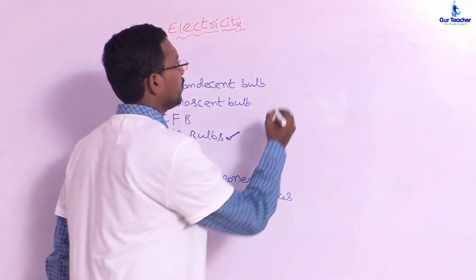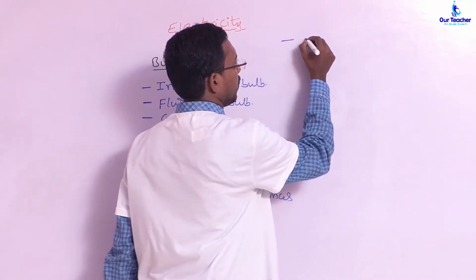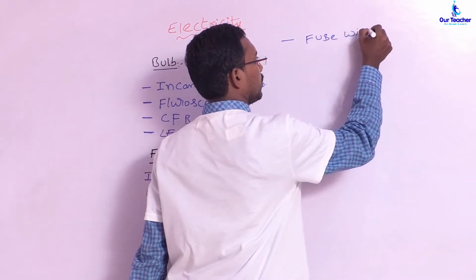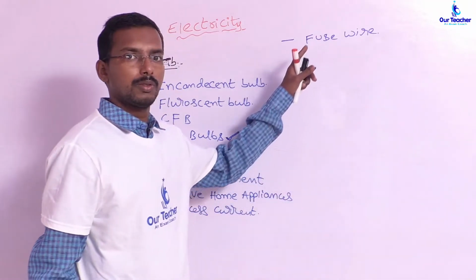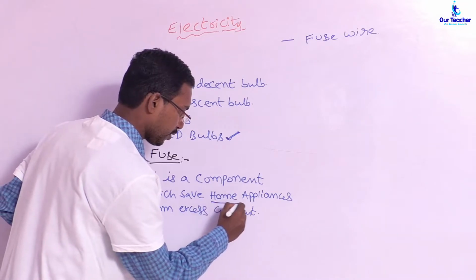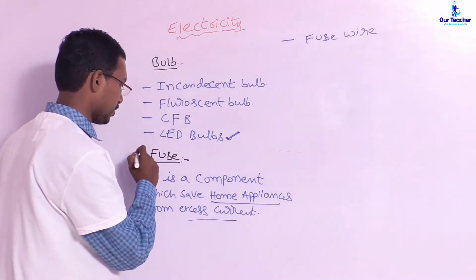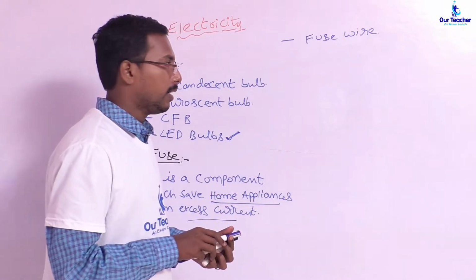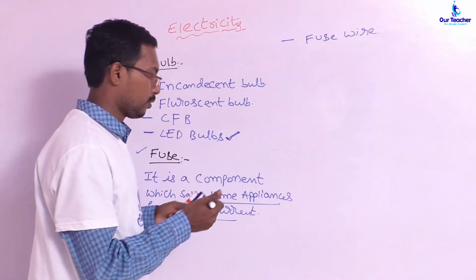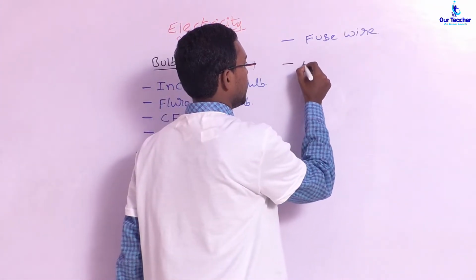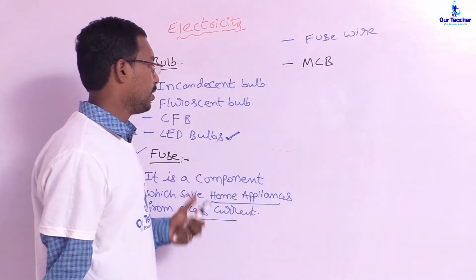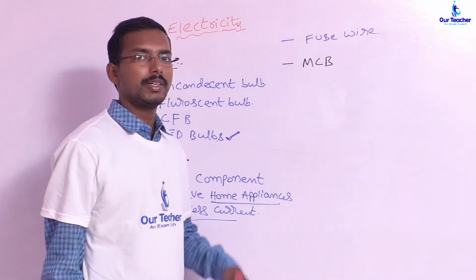So a fuse consists of fuse wire. Whenever an excess current passes through a fuse, this fuse wire will melt and make our home appliances free from this excess current. So that is the purpose of a fuse. Later we will deal with an advanced topic with the same working principle as that of a fuse, known as MCB, miniature circuit breakers. Miniature circuit breakers are like fuses only, but to replace a fuse we need the electrician every time.